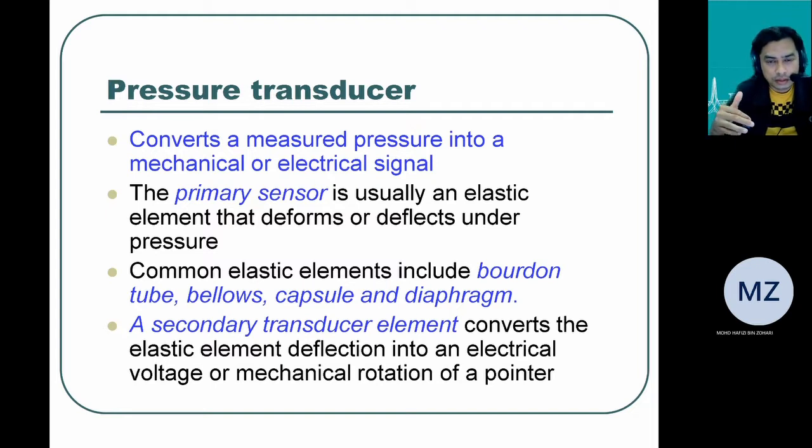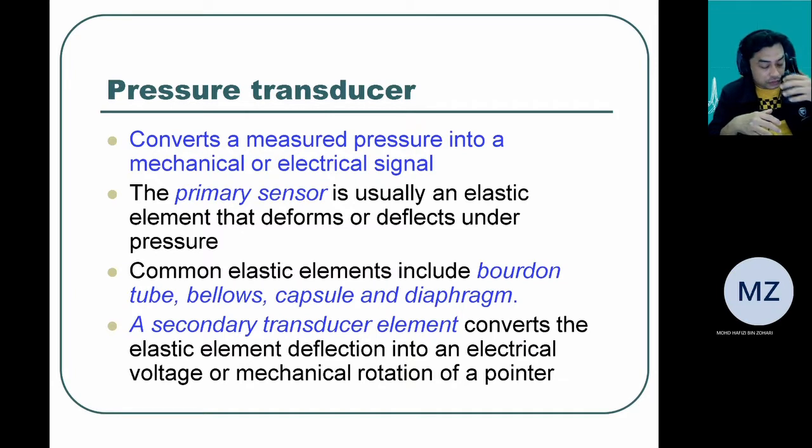For this case, the elastic element will deform, bend, or expand due to the existence of pressure, or when the pressure is increased or decreased. The common elastic elements for the pressure transducer, as mentioned earlier, are the Bourdon tube, bellows and capsule. They have the same concept but different constructions and shapes. And the last one is the diaphragm.